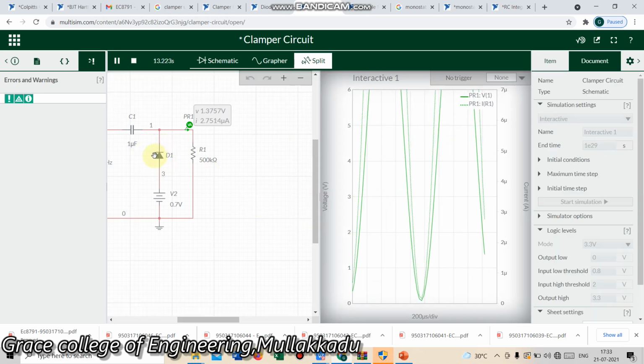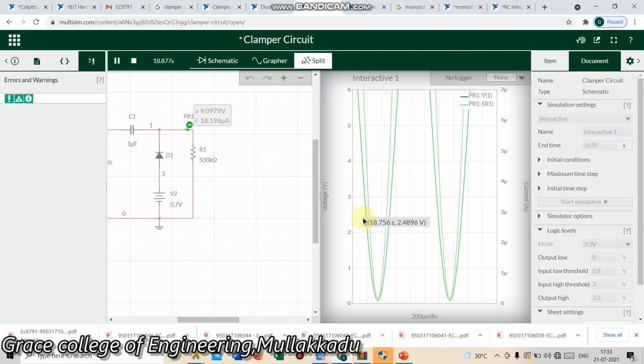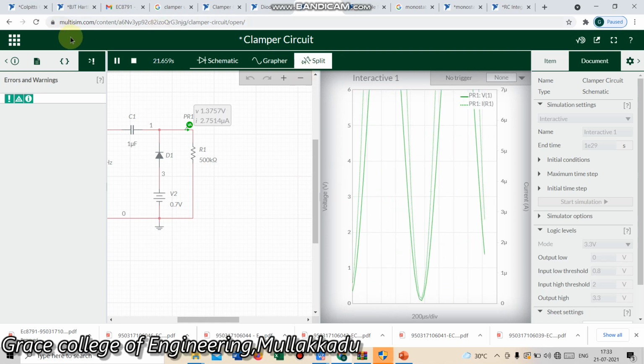If we invert the diode, we can get the negative side, that is, the negative clamper.